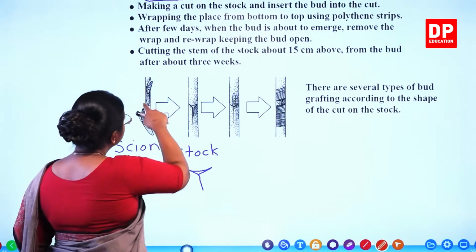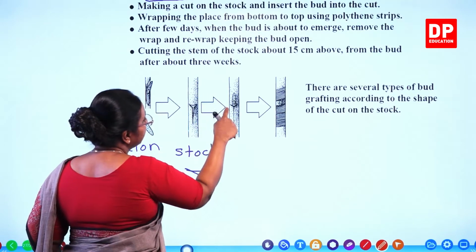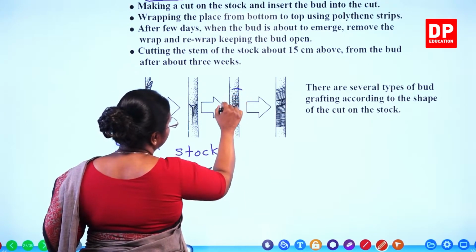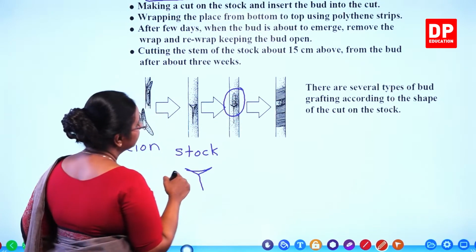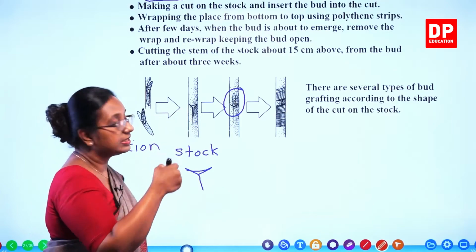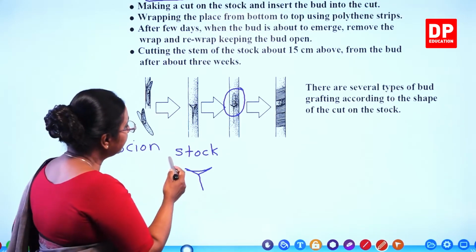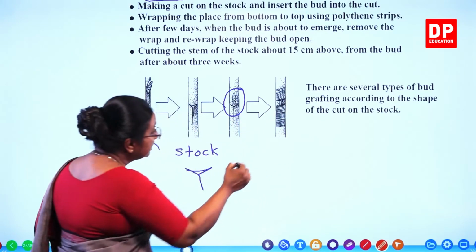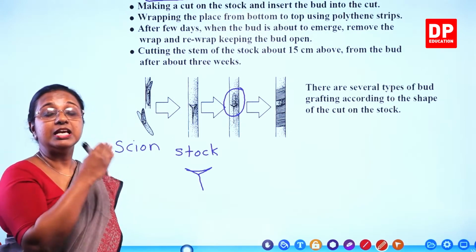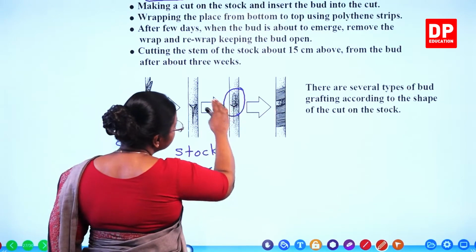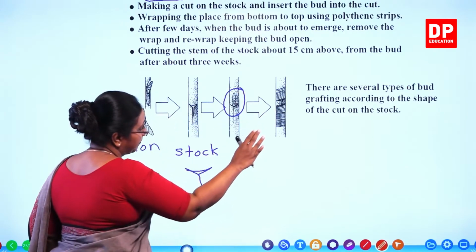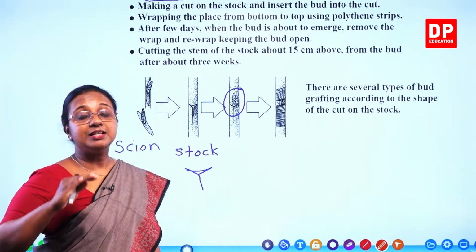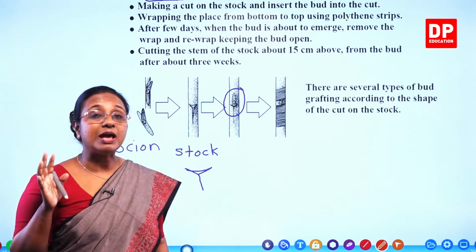Then we insert this bud into the T-shaped cut. Here you can see the bud, that is the scion, has been inserted into the stalk. Then it's wrapped around like this. Initially we cover everything completely. Now the polythene is wrapped around this also. We leave it like that for a few days.